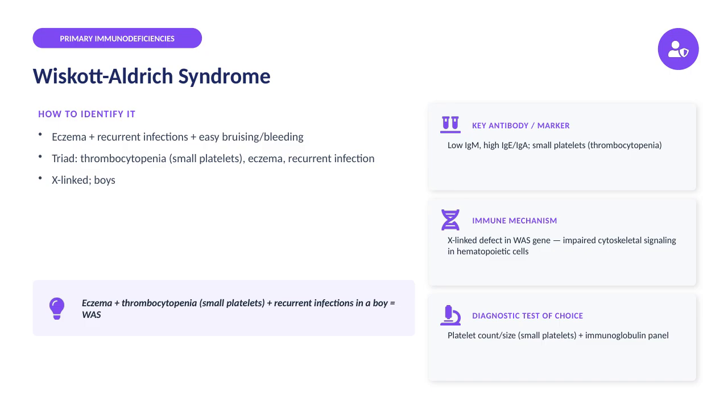The underlying immune problem arises from a mutation in the WAS gene, which impairs cytoskeletal signaling in hematopoietic cells, disrupting normal immune function and platelet formation. For diagnosis, checking the platelet count and size is crucial, as well as performing an immunoglobulin panel to confirm the antibody abnormalities.